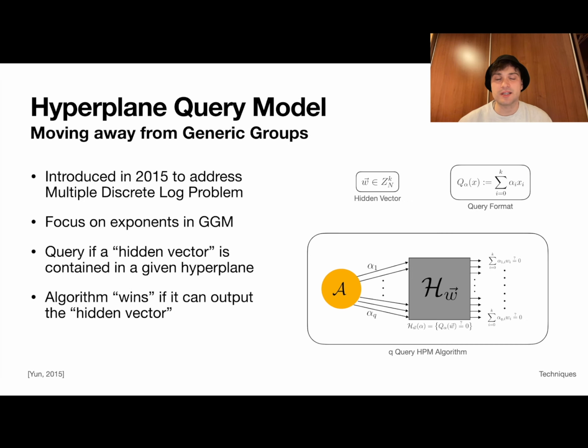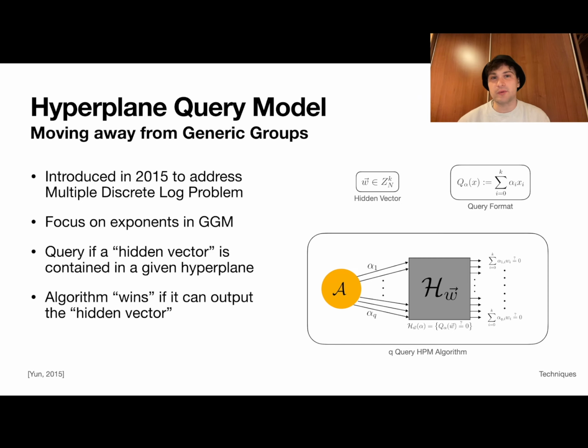Next, I'm going to take a short aside to introduce the hyperplane query model, which was introduced in 2015 to address the multiple discrete log problem, and which we've extended to address the DDH problem, specifically the KXOR DDH problem. In this model, there's some hidden vector placed inside of an oracle. An algorithm in this model asks hyperplane queries to the oracle, and the oracle simply responds whether or not the hidden vector lies in the hyperplane that the algorithm queried. The goal of an algorithm in this model is to output, at the end, the value of the hidden vector.